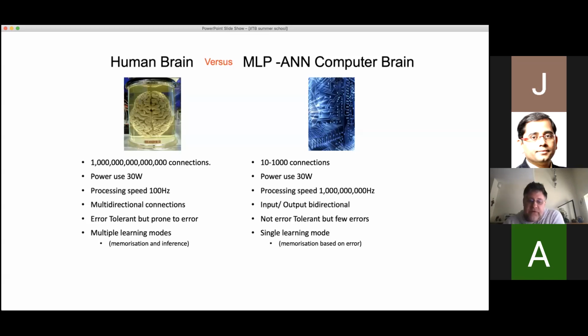Whereas in computers, predominantly using conventional ideas, there's only really memorization based upon error and feedback. We don't really truly have an inference engine at the minute. A computer can't really infer what's going to happen unless it has seen those patterns before.